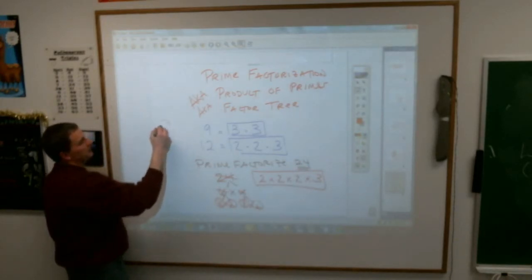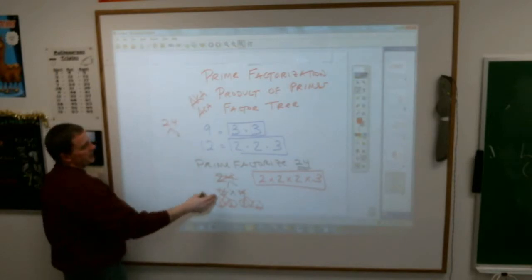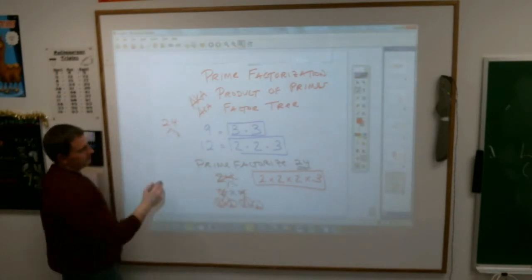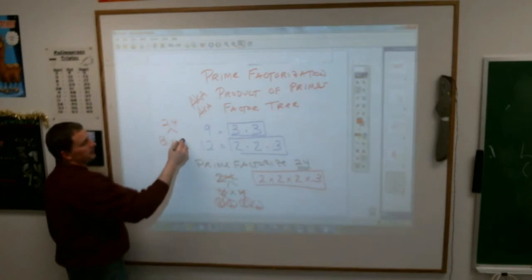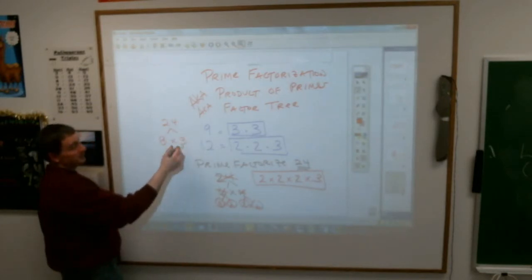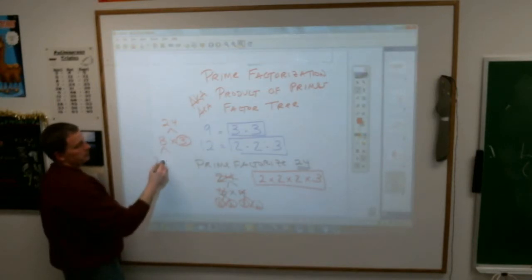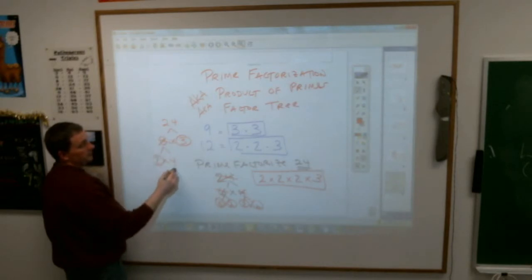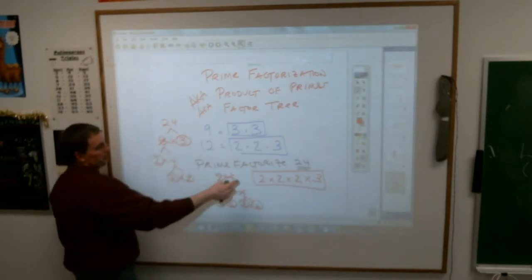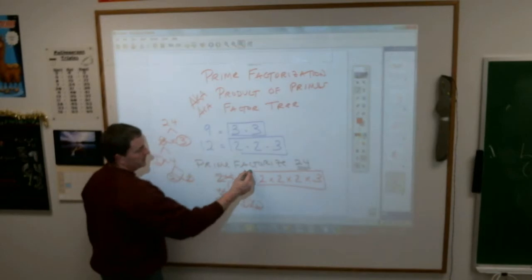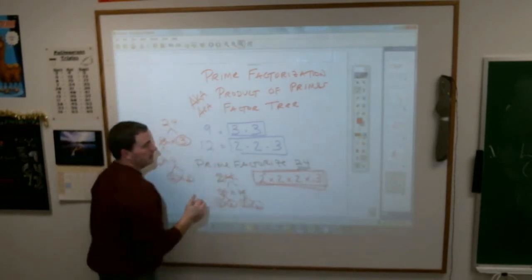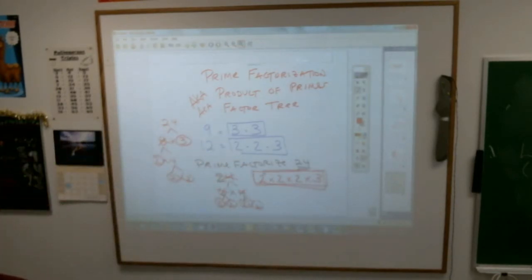And somebody always says, well, what if I would have started with not 6 times 4, but 8 times 3? Well, if you start with 8 times 3, you stop at 3 because that's a prime number. You can break 8 down into 2 times 4. You can stop with 2 because it's a prime number, but 4 gets broken down into another 2 times 2. You still get 2 times 2 times 2 times 3. This is product of primes.